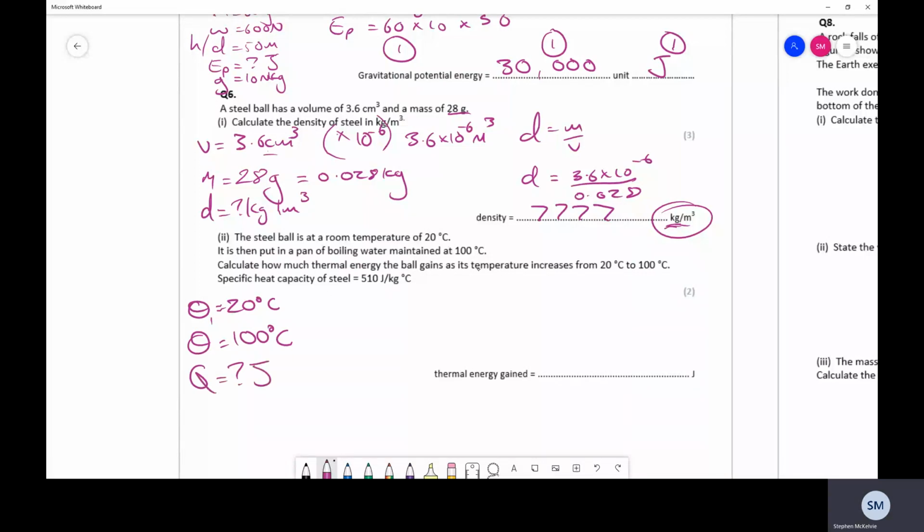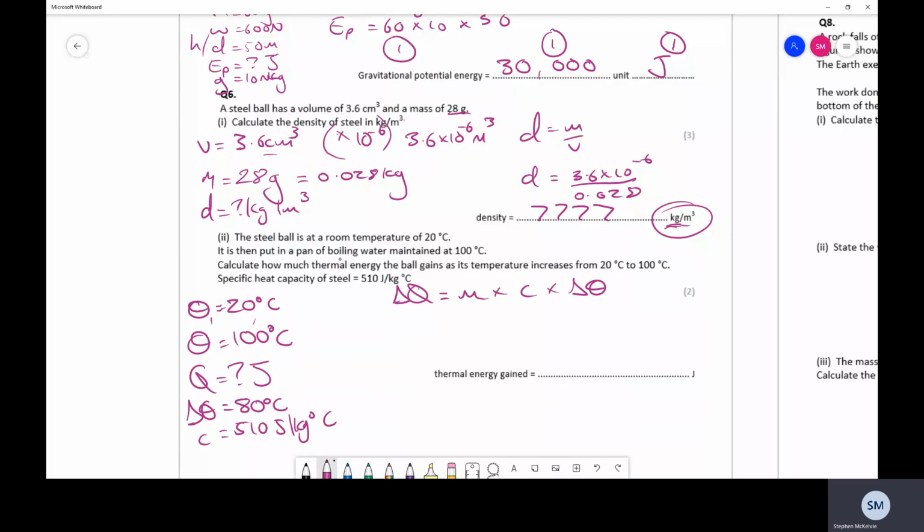The ball gains as its temperature increases from 20 degrees Celsius to 100 degrees Celsius. Delta theta, change in temperature, is equal to 80 degrees Celsius. 100 take away 20. The specific heat capacity of steel, c, is equal to 510 joules per kilogram degrees Celsius. I'm going to look at my little sheet, and I'm going to see that the change in thermal energy is equal to m times c times delta theta. I'm going to put my numbers in. Delta Q, you can rearrange first or you can substitute first. I don't really care. I'm going to do my rearranging first just because it's what I do.